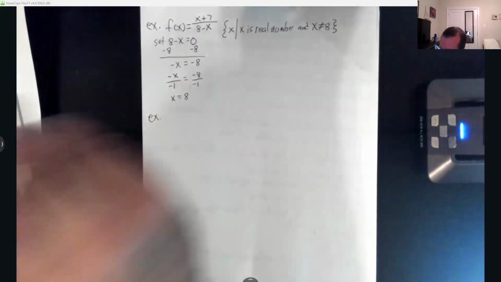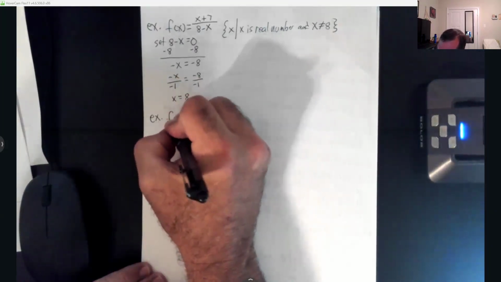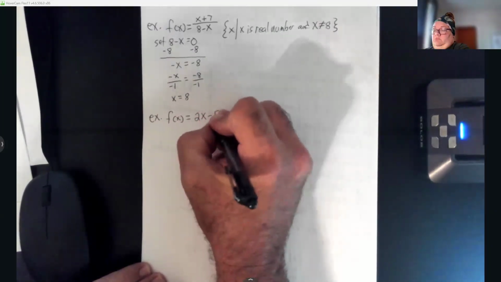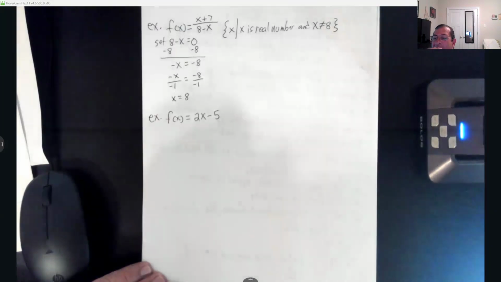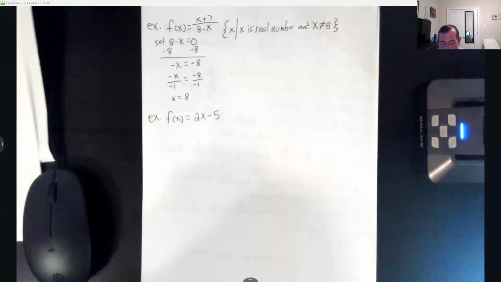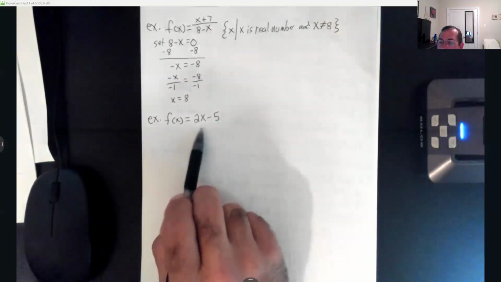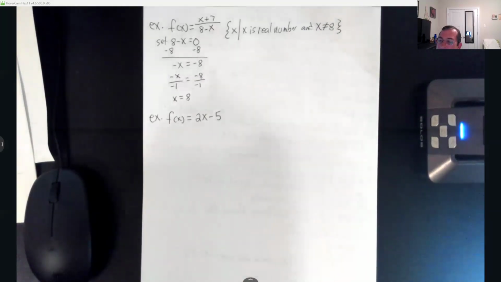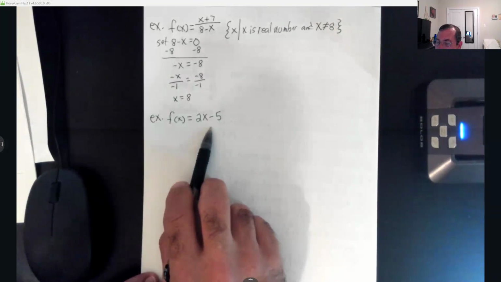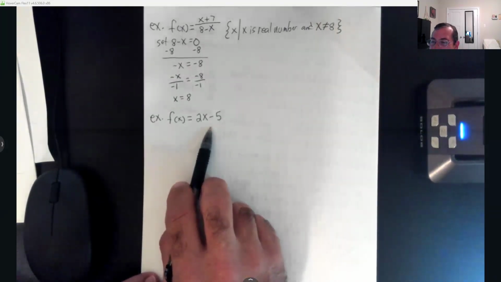Oh, y'all, watch this one. This one might fix y'all. F of x equals 2x minus 5. So let me ask you, can you do anything to make that undefined? Well, you can't make this undefined, can you? Because guess what? There ain't even any fractions here, right?